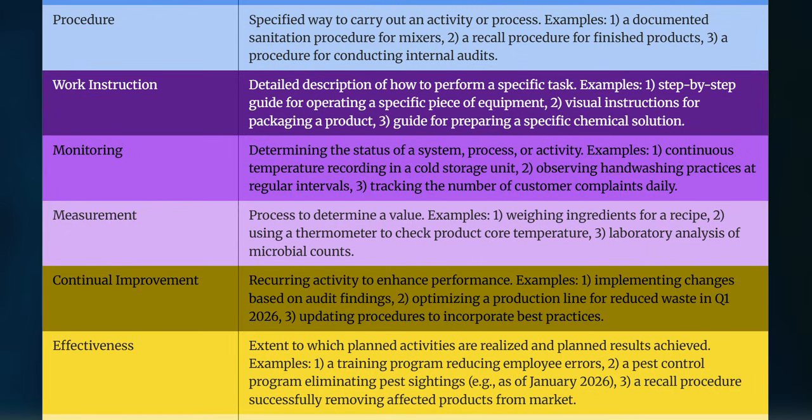And then you will hear about continual improvement. In this context of quality and safety, continuous improvement means recurring activity to enhance performance. For example, implementing change based on audit findings, or optimizing a production line for reduced waste in Q1 2026, or updating procedures to incorporate best practices. Those are all examples of continuous improvement in quality and safety terms.